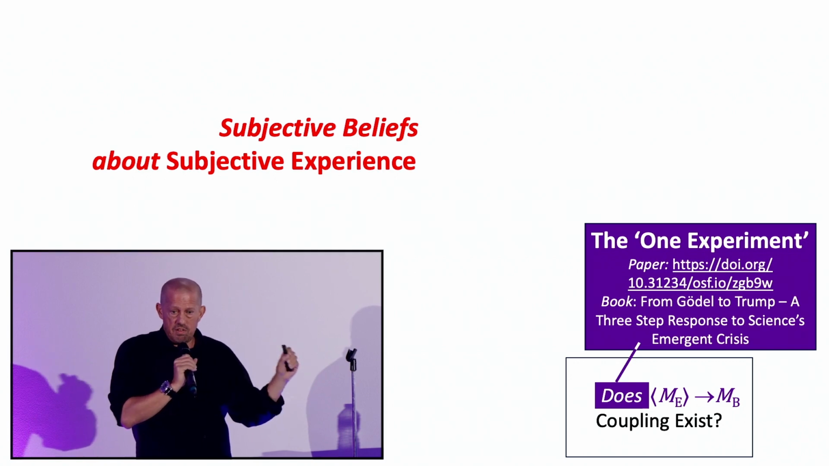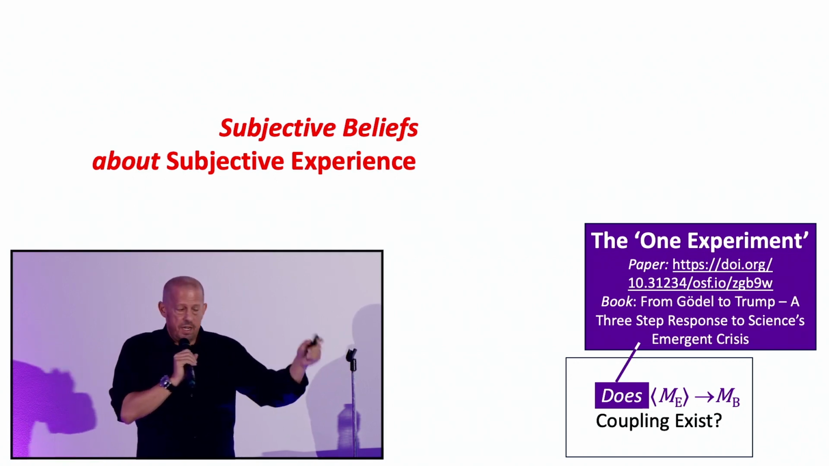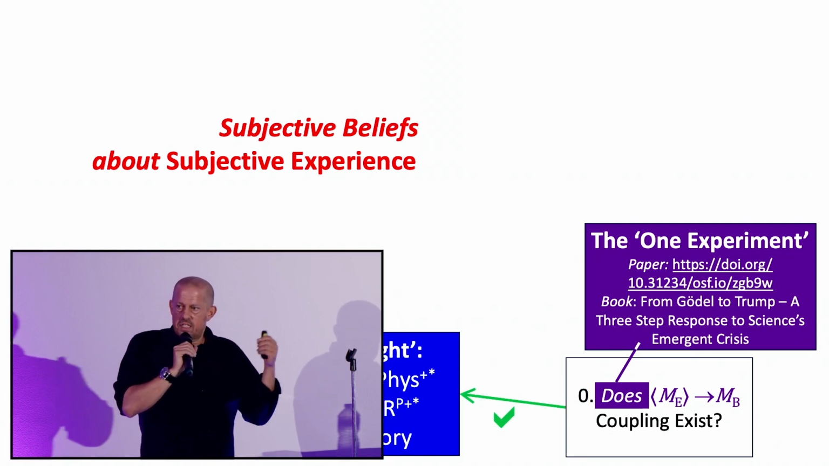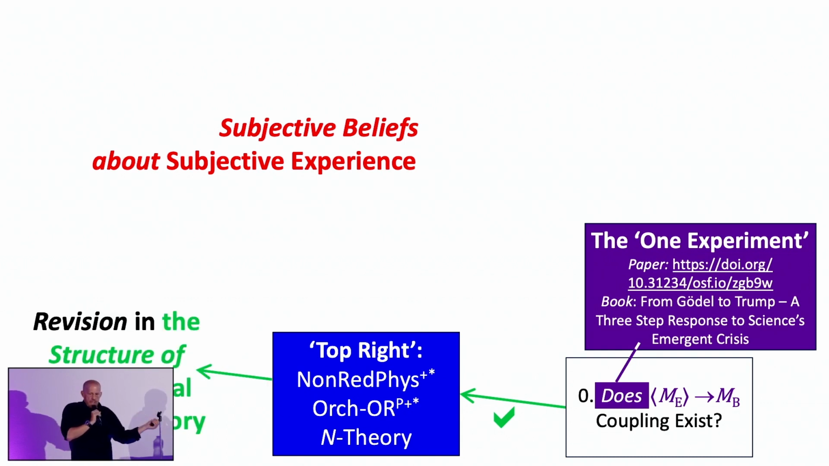So, asking the question: does angle brackets coupling, does qualia-valued coupling to standard physics measures exist in our reality? This is the revolutionary question, and if we're going to answer it scientifically, we want to do it by an experiment. Now, properly speaking, this asking and answering should happen before we try and arbitrate between top-right theories, because an affirmative answer to the existence actually establishes that the top-right exists. But then, P-consciousness science would carry on, but necessarily with a revision in the structure of fundamental physical theory.